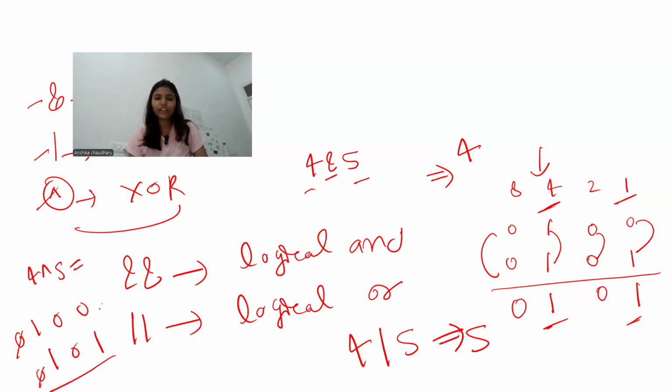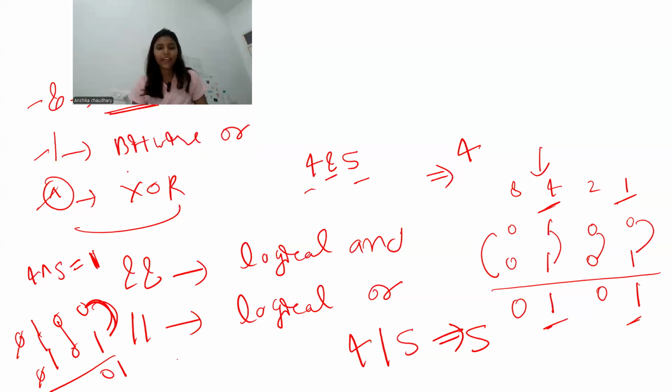So again we need to take XOR. Here both are different, so the answer will be 1. Both are same, so the answer will be 0. Here both are same, so the answer will be 0. So the whole answer will become 1 only. So this will be the answer. I hope it is clear to you.